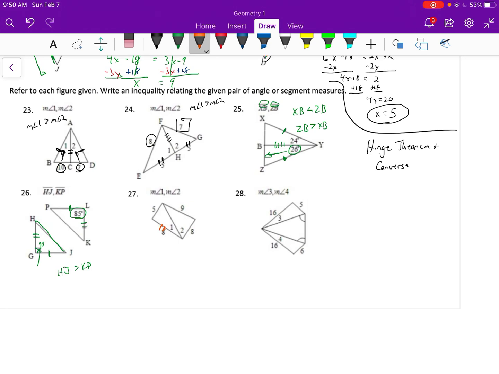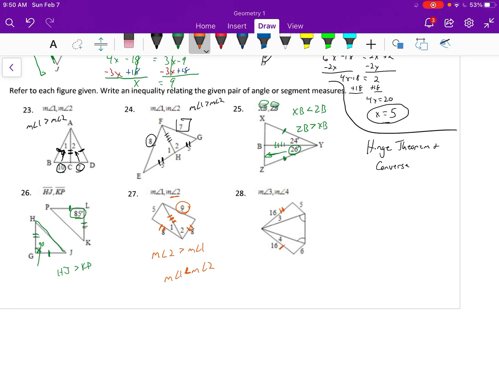We have an 8 congruent to an 8. Reflexive property, this is congruent to itself. And we see, obviously, that 9 is greater than 5, which means angle 2 is the larger one this time. Angle 2 is greater than measure of angle 1. Or you could have written measure of angle 1 is less than the measure of angle 2. Either way is fine.